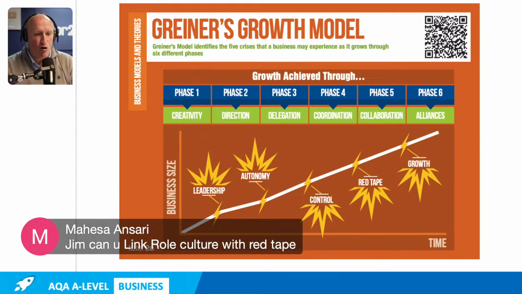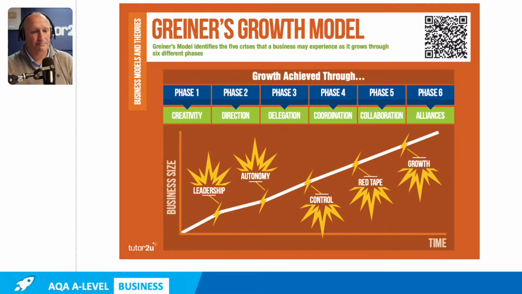Mahesa is asking, can you link role culture with red tape? Absolutely, you can. You can definitely do that. So an organisation that is a really strong role culture, where everyone knows their place, and there's rules and responsibilities in place, and the marketing department have very clear rules, and the HR department have very clear rules, that absolutely can create red tape, because they start creating their own bureaucracy, don't they? They start creating their own rules. So absolutely, you can link role culture, an excessively powerful role culture, with red tape. Great question.